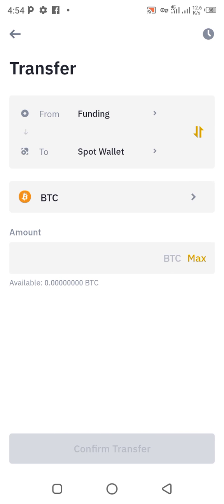You can move from funding to anywhere basically, but for this tutorial, my assets are in my spot wallet. In subsequent videos, I'll show you how to move your assets from funding to spot, and from spot to your futures wallet. All right, basically that's what it is.